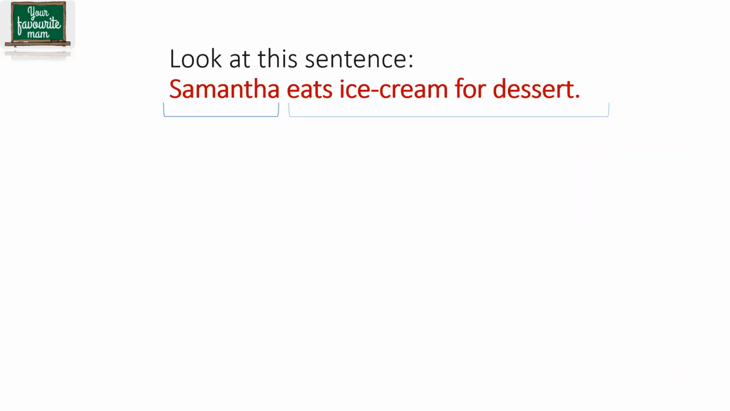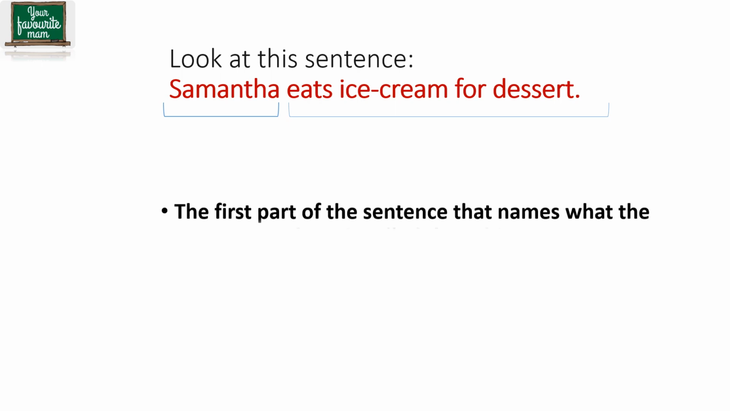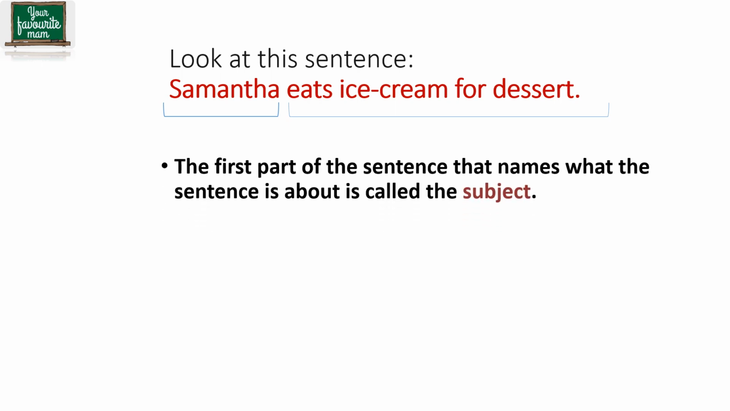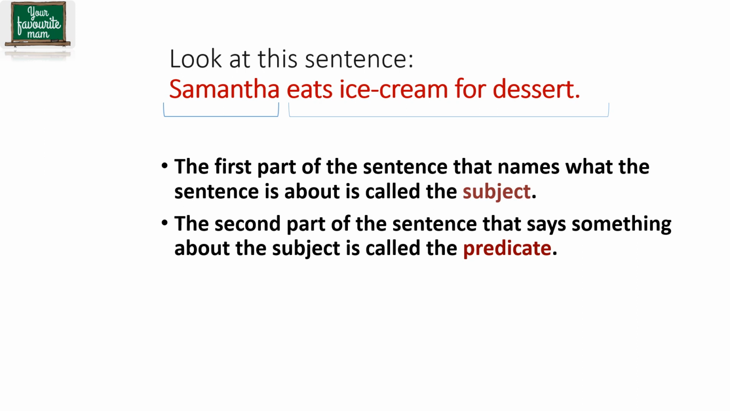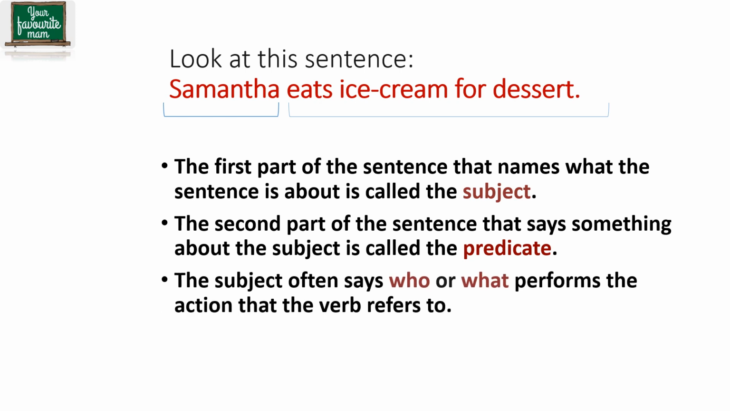Now let's take a look at this sentence for example. Samantha eats ice cream for dinner. Here, the first part of the sentence that names what the sentence is about is called the subject. So the subject here is Samantha. The second part of the sentence that says something about the subject is called the predicate. So the rest of the part, that is, eats ice cream for dinner, is the predicate. The subject often says who or what performs the action that the verb refers to. So the verb here, eats, is referring to the subject, that is Samantha.